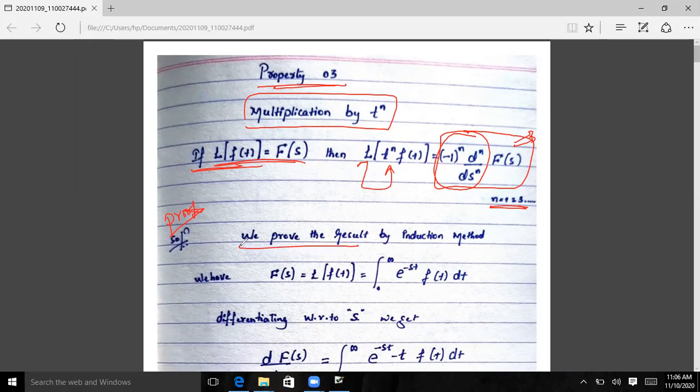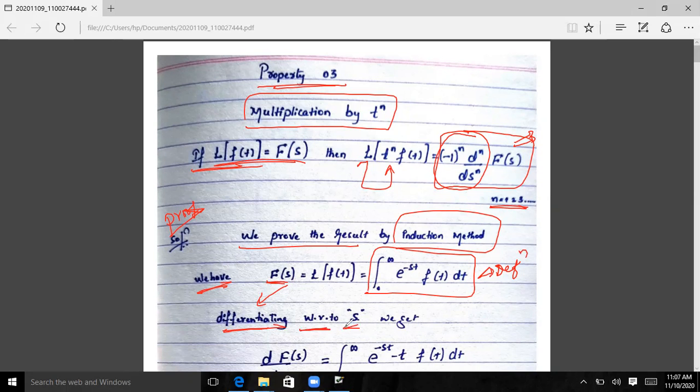We prove the result by the induction method. We have F of s is equal to the Laplace transformation of f of t, which is equal to the integration over 0 to infinity of e to the power minus st into f of t dt. This is the definition of Laplace transformation, and we differentiate this function with respect to s.